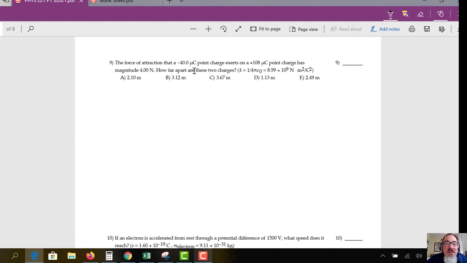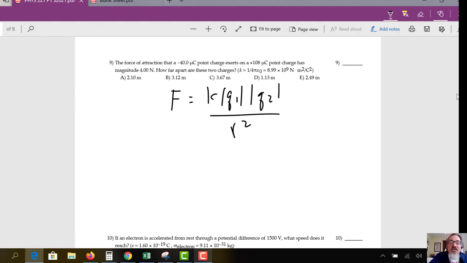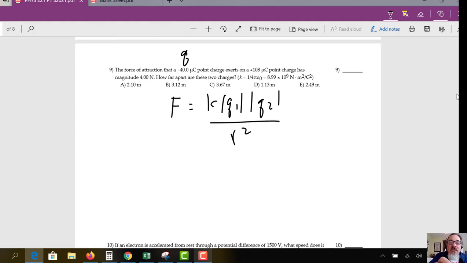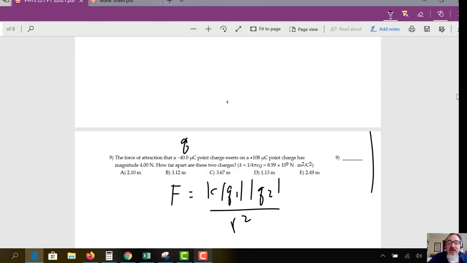The force of attraction that a 40 microcoulomb charge exerts on a 108 microcoulomb charge has a magnitude of 4 newtons. How far apart are these charges? So Coulomb force law. K, Q1, Q2 divided by the distance between them squared. So let me call this one Q1.